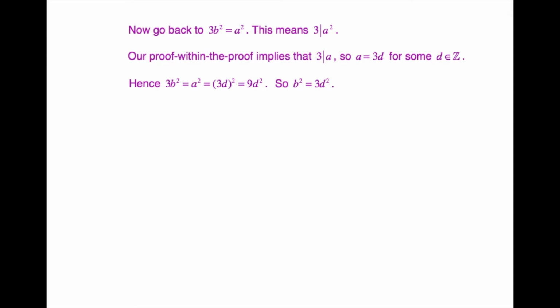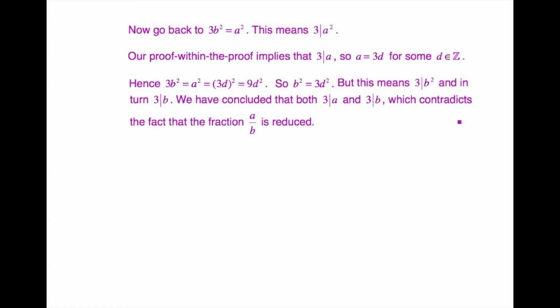We find that b squared is a multiple of 3. And this in turn means that 3 divides b. b is also a multiple of 3. Now that's a problem because we assumed in the beginning that a and b did not have common factors, and now we're saying that they can both be divided by 3. So we reached a contradiction, and this completes our proof.